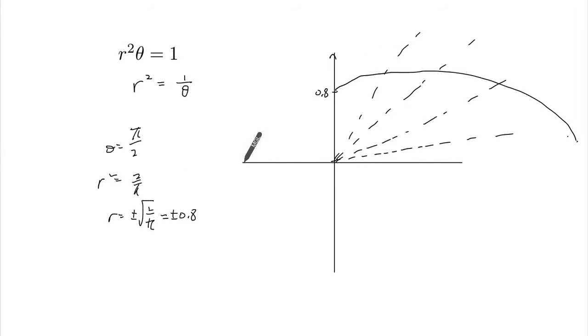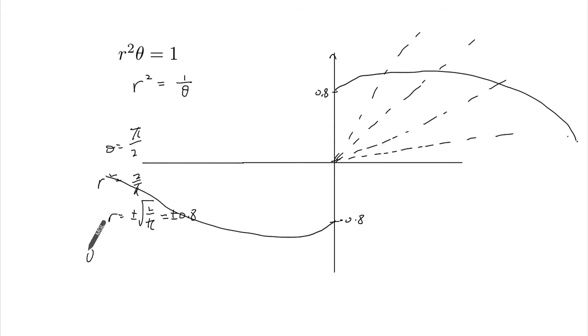This happens as a negative as well, because r is equal to plus or minus of that value. So it's going to have a symmetrical graph here. As theta gets larger, 1 over theta gets smaller and smaller and smaller. Okay, so let me put some anchor points.